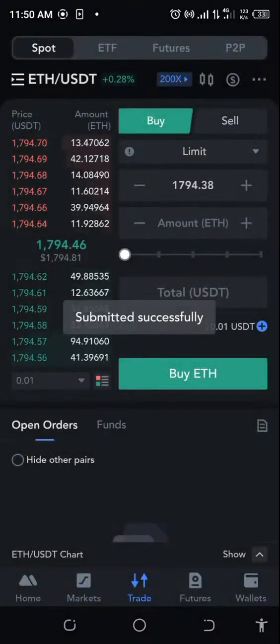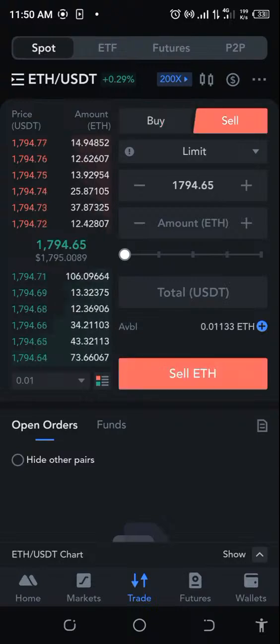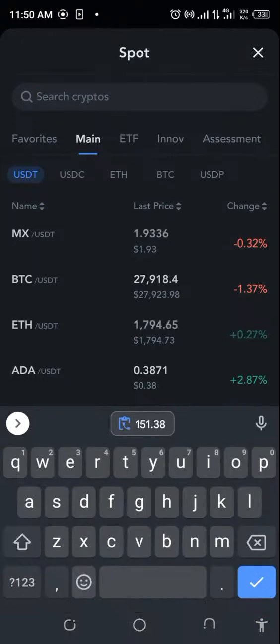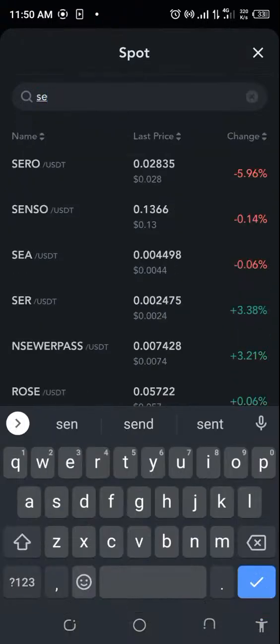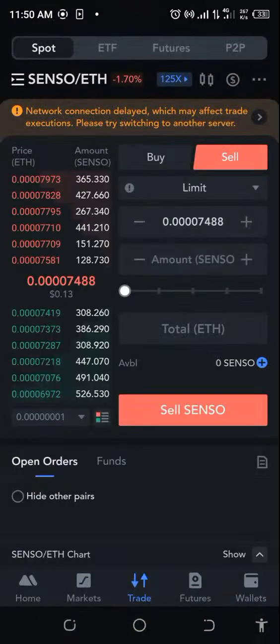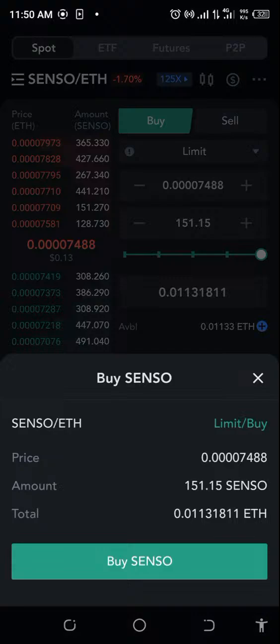Let's hope it bought. Did it buy successfully? It did. Okay, let's go to Senso. Let's hope we won't be tied down by this. Senso USD, Senso ETH. Don't forget it was Senso ETH. Okay, so we need to buy 100%. Good. I hope this is gonna work. I hope we wouldn't be put in the queue. Let's try and see.